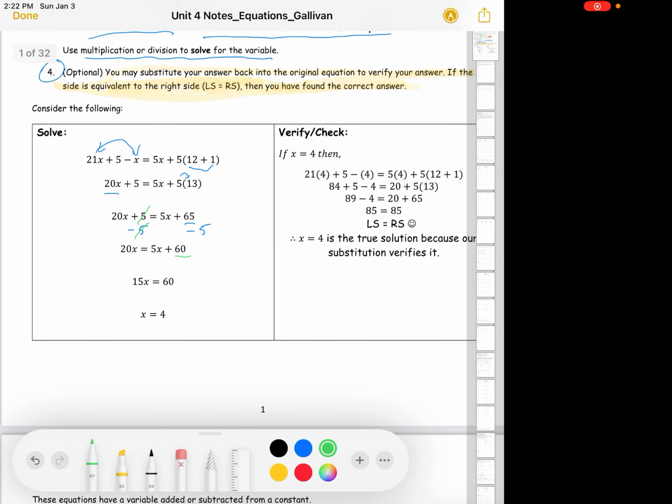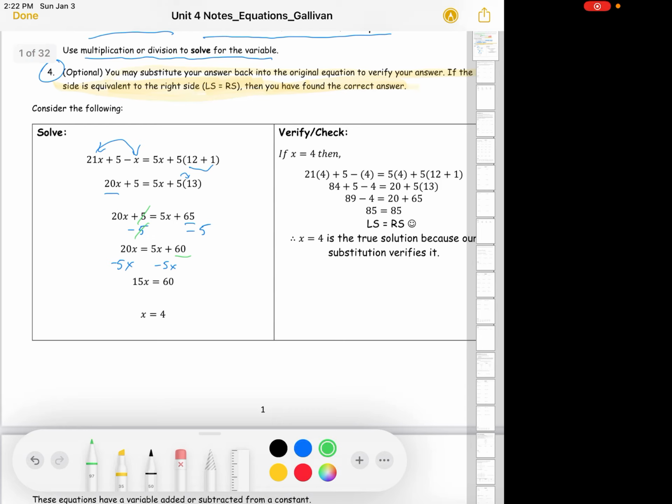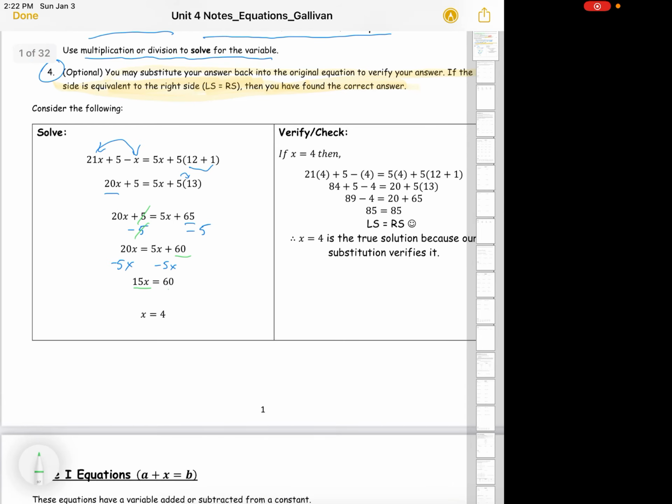Then I want to move all my x's over, so I'm going to minus 5x from this side and minus 5x from that side. When I do that, I get 15x on this side and just 60 over here. Now, how did I get x equals 4? Well, I divided both sides by 15. Cancels out on that side. 60 divided by 15 equals 4.